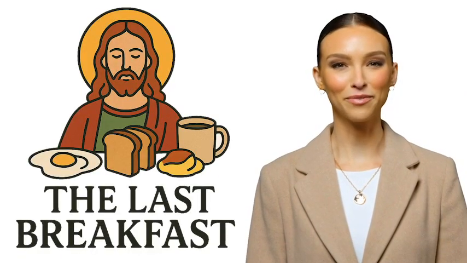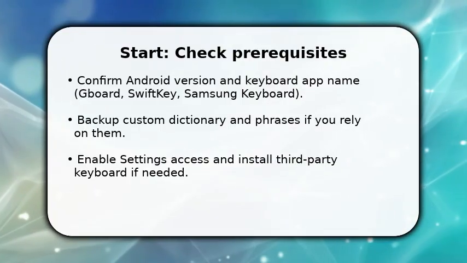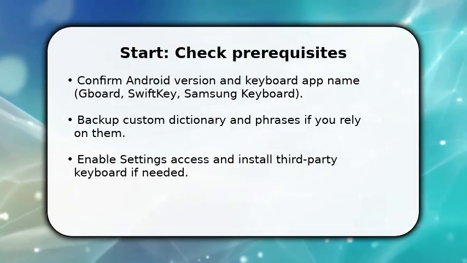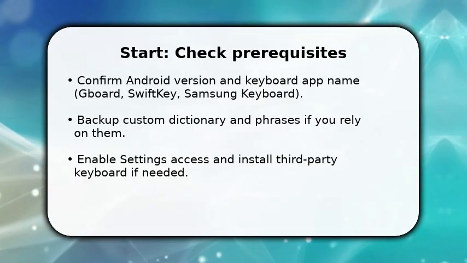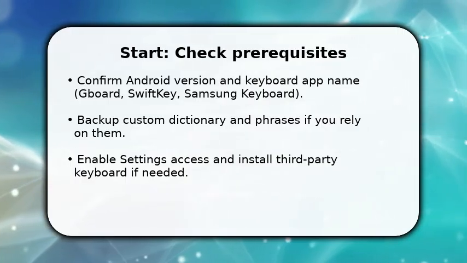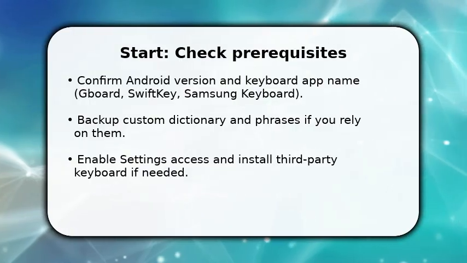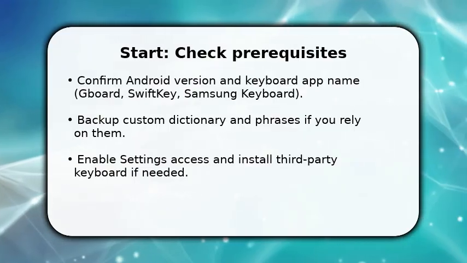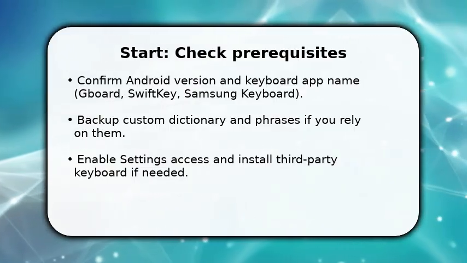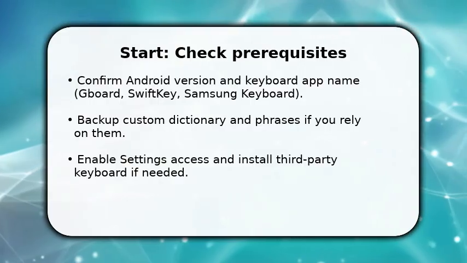Please enjoy the video. You begin by verifying prerequisites. Identify your keyboard app and Android version so you know which menus to expect. Once done, back up any custom dictionary or shortcuts you want to keep and enable settings permissions for keyboard changes. If you plan to use a third-party option, download and install it now. Make sure you grant input and full access.